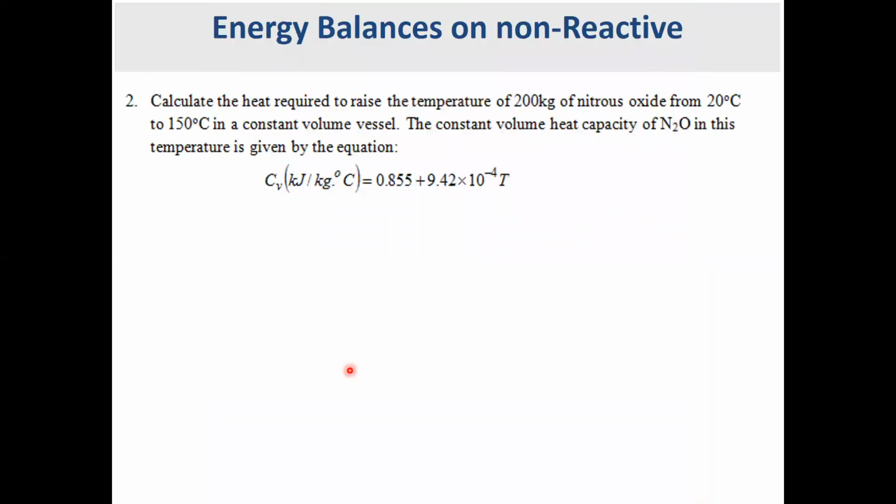The second example, they ask you to calculate the heat required to raise the temperature of 200 kilograms of nitrous oxide from 20 to 150 degrees in a constant volume vessel. The constant volume heat capacity, they already give you the heat capacity formula in this equation. Again, it gave you the heat capacity in kilojoule per kilogram Celsius. So because you are having kilogram here, you can use M.